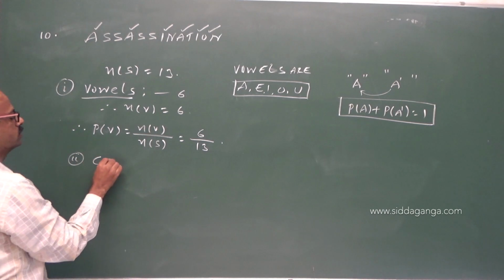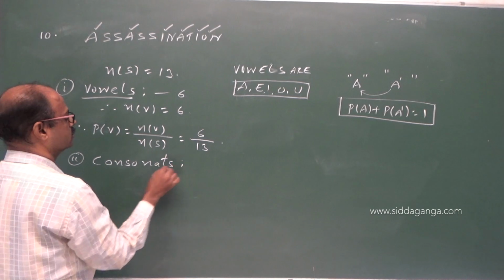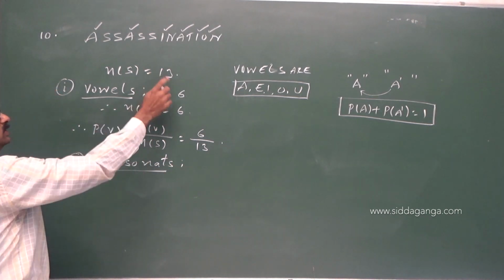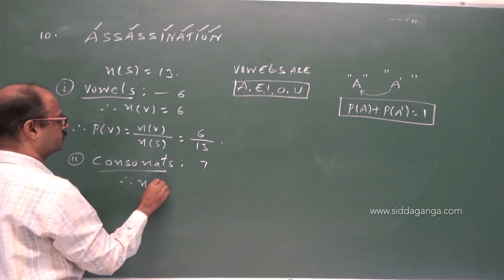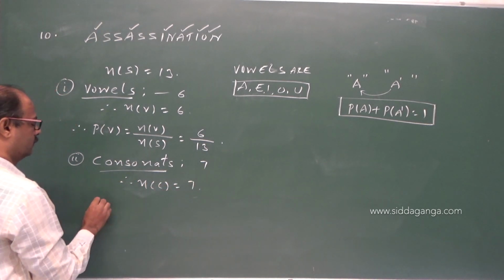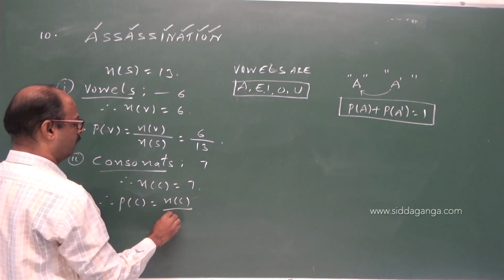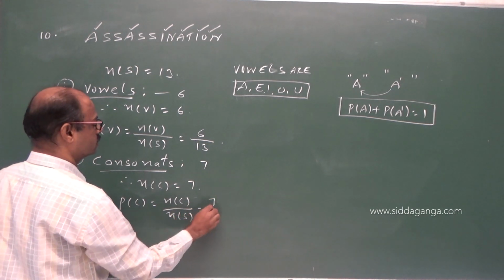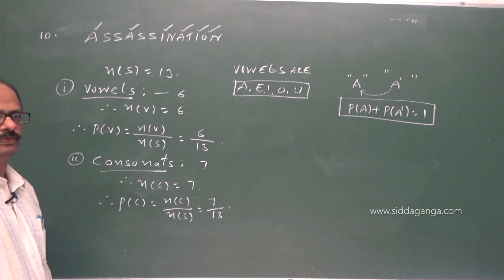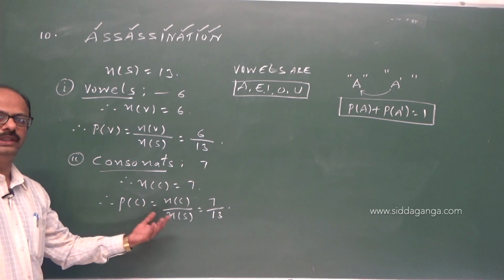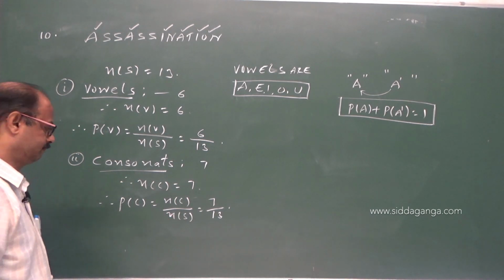Second one, consonants. Out of 13, 6 are vowels, which means the remaining are consonants, that is 7. Therefore, N of C is equal to 7. Therefore, P of C is equal to N of C divided by N of S. That is 7 divided by 13. These are the consonants, which are not vowels. What do we call the ones that are not vowels? Consonants.